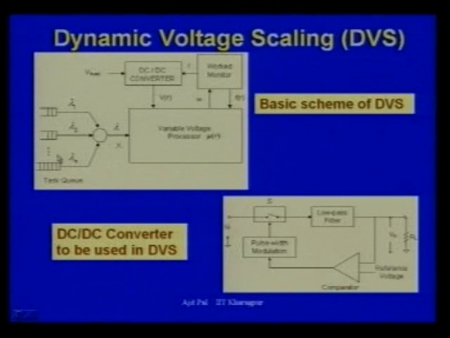So you will require a variable voltage power supply, and you will also require some circuit which will change the frequency. That you can do by using phase lock loop and divider. So you require what? You require a variable voltage processor, DC to DC converter, and a frequency generator.